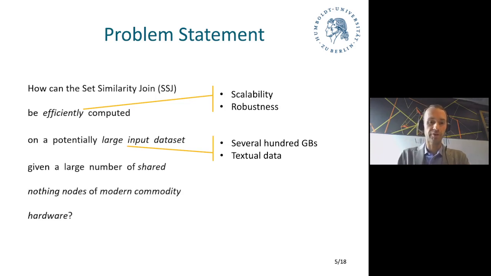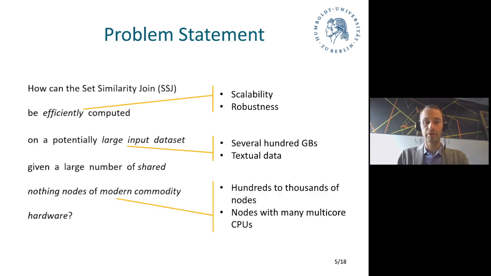Given a large number of shared nothing nodes of modern commodity hardware. So I think today it is realistic to assume that we have hundreds or even thousands of compute nodes available for just one operation, which is realistic when you think of cloud computing. Furthermore, modern computers usually have multi-core CPUs, and we also want to use this parallelization potential here.